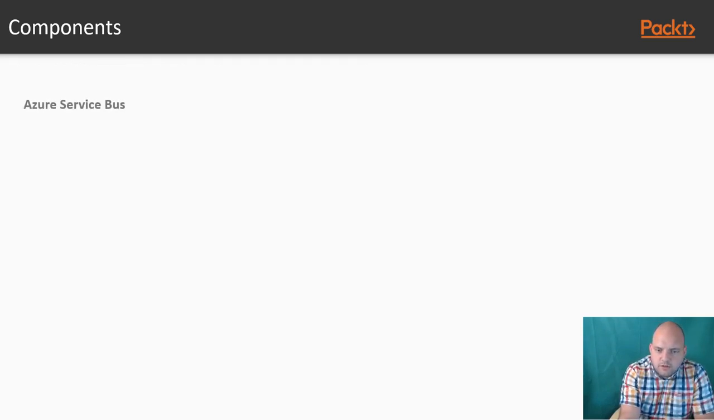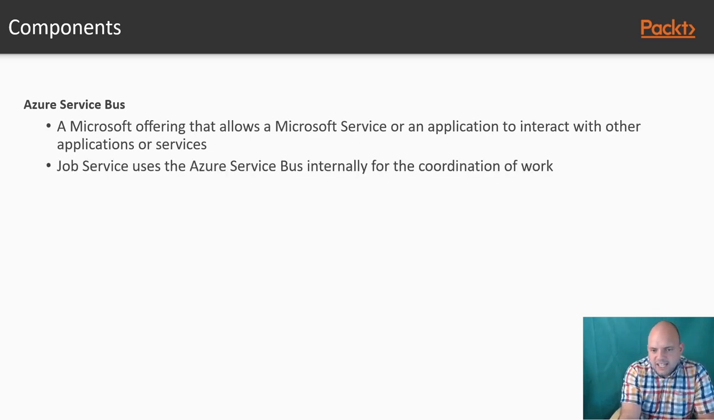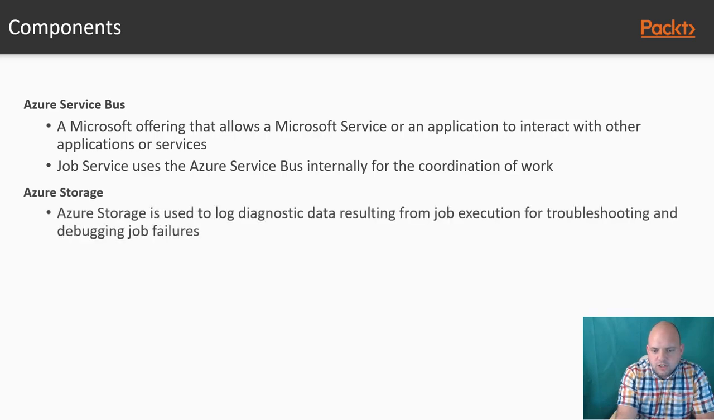Then we have the Azure Service Bus. The Azure Service Bus is Microsoft's offering that allows a Microsoft service or an application to interact with other applications or services. In Elastic Jobs, the job service uses the Azure Service Bus internally for the coordination of work. Now, the Azure Service Bus wasn't shown in that diagram we saw on the previous slide. And then we have Azure Storage. Azure Storage is used to log diagnostic data resulting from the job execution, so it can be useful for troubleshooting and debugging purposes.